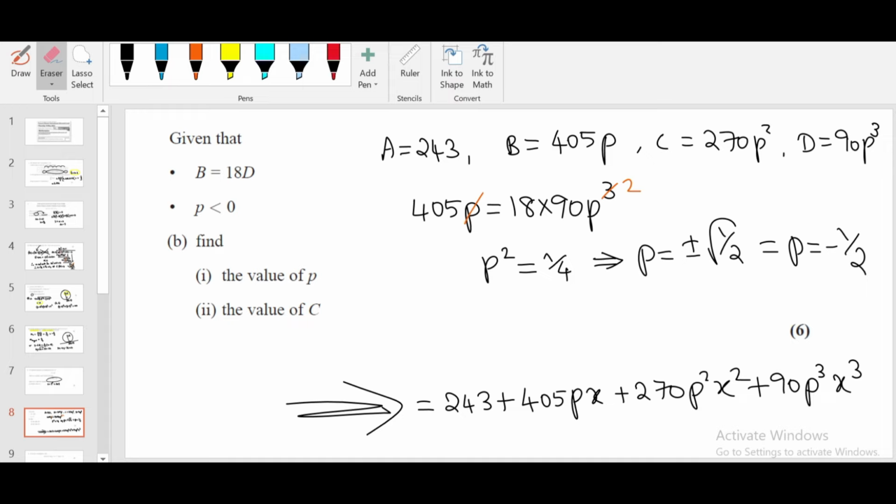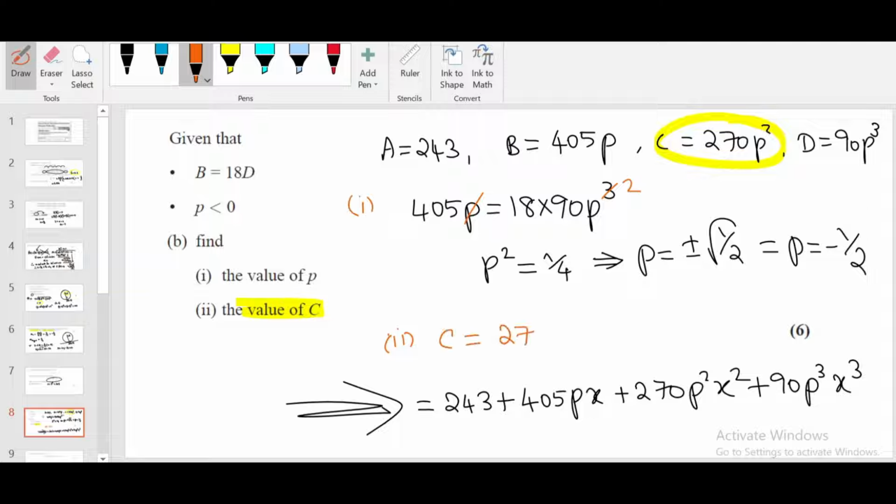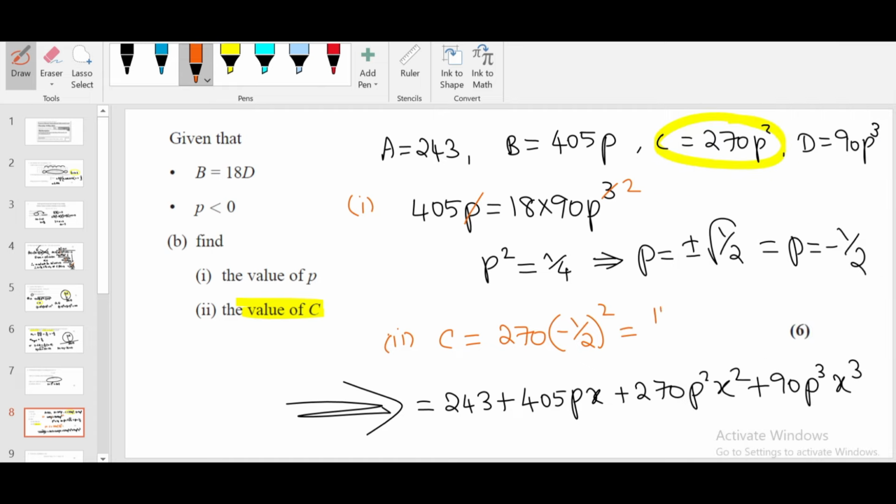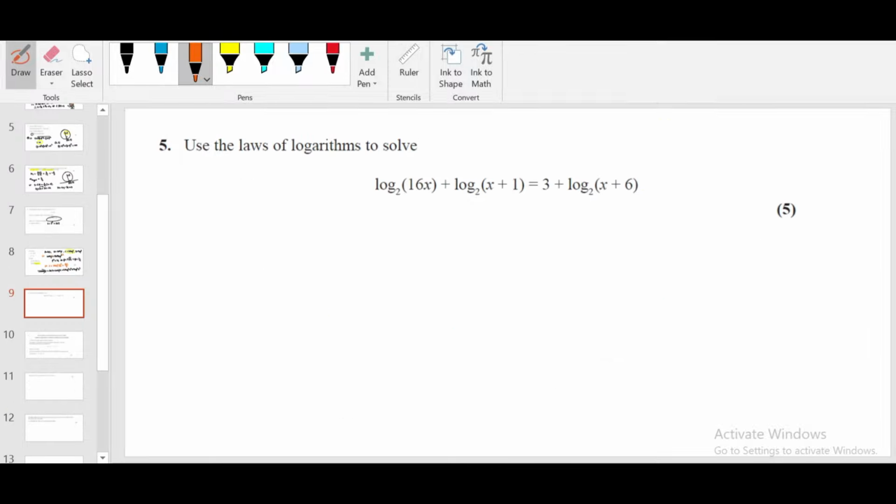Now using the value, they want you to find the value of c. c is this. So c is equal to, sorry, this is c actually. c is equal to 270 times p², which is 135 divided by 2. That's all. We got the value of b, p and c. Okay, question number 5 now.